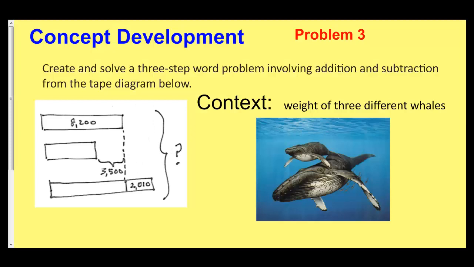So you're going to create and solve a 3-step word problem involving addition and subtraction from the tape diagram below, and the context is the weight of 3 different whales.